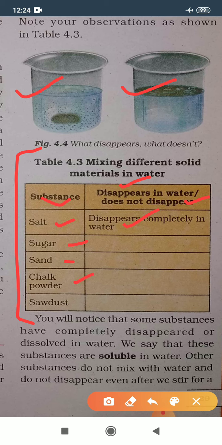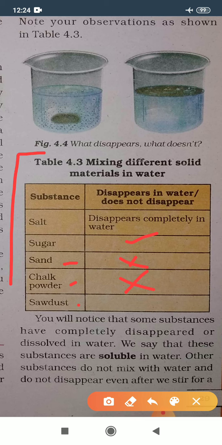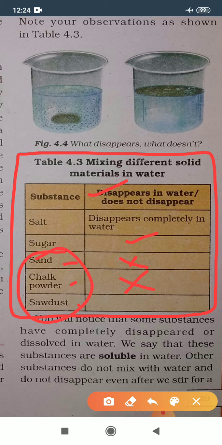If we talk about chalk powder, same as sand, chalk powder also will not disappear. If we talk about sawdust, again it does not disappear. So with the help of this experiment, we conclude that some materials disappear in water and some of them do not disappear in water.